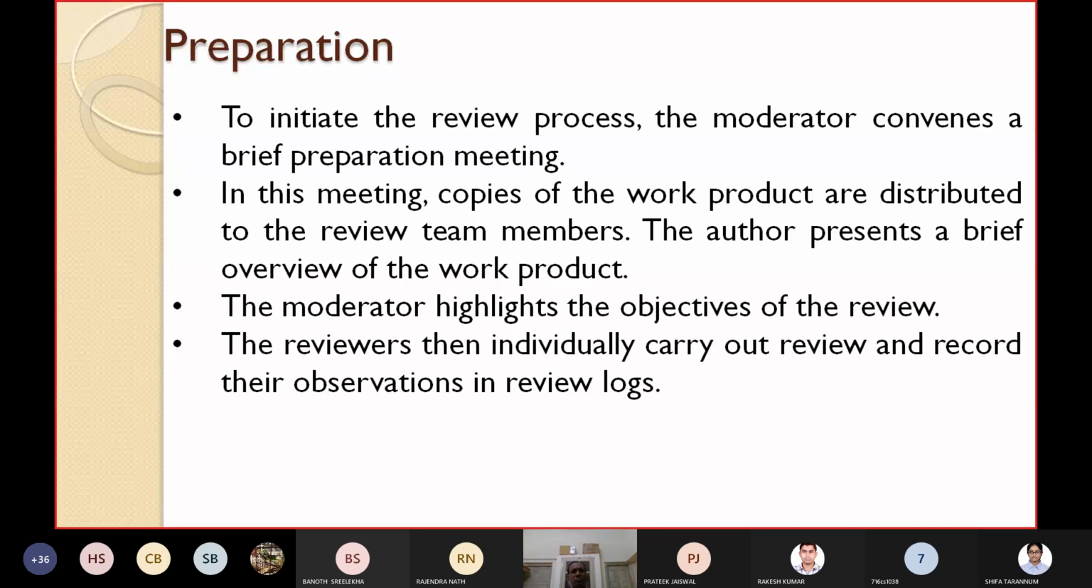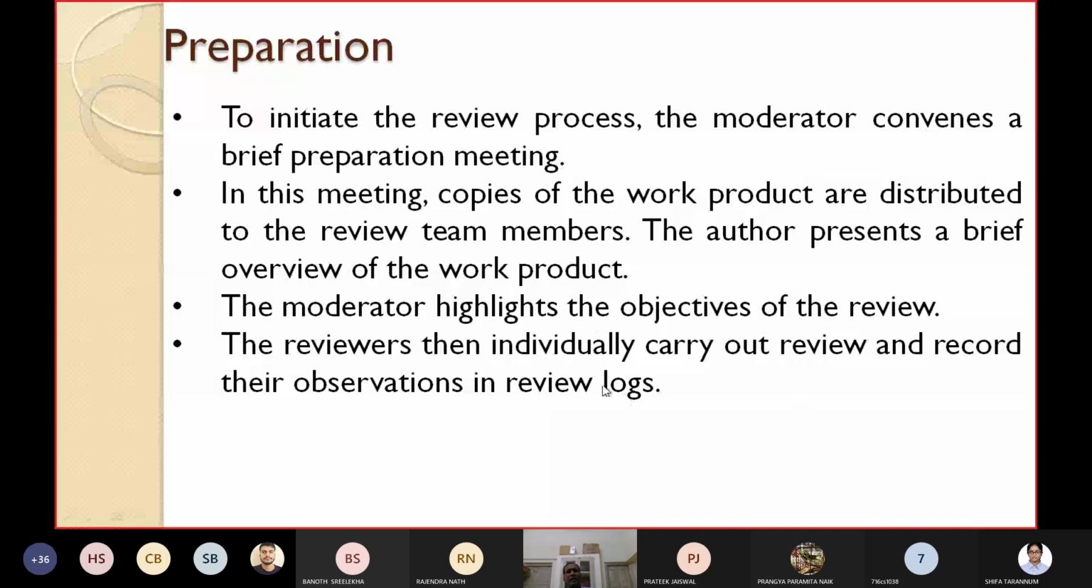Please read it yourself. In this meeting, only the copies of the work product are distributed among the review team members. The author presents a brief overview of the work product. Then the moderator highlights the objective of the review, and the reviewers individually carry out the review and record their observations in a document called the review log.